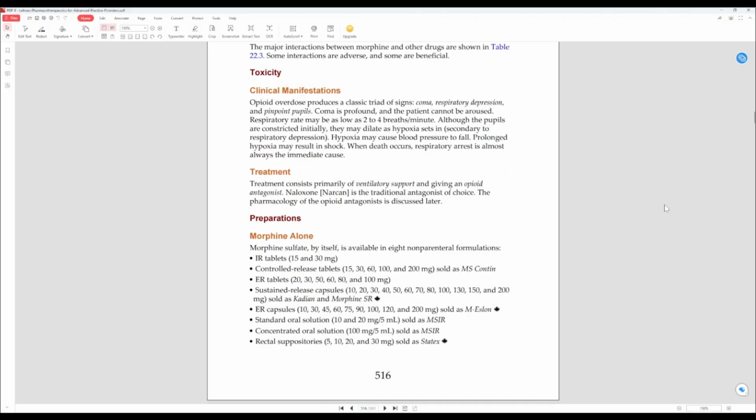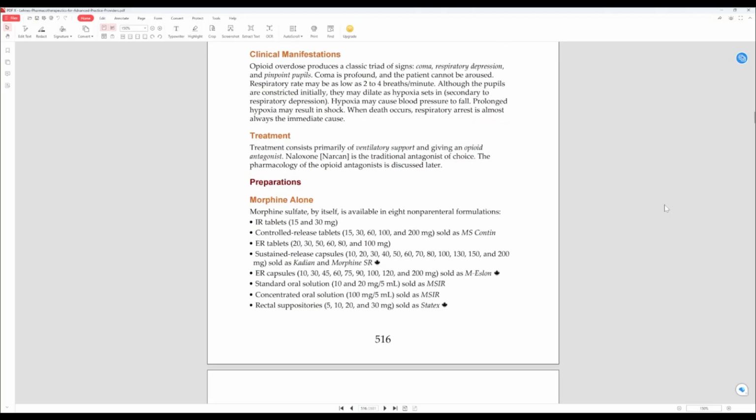Which brings us to toxicity, the clinical manifestation. Opioid overdose produces a classic triad of signs. We've got coma, respiratory depression, and pinpoint pupils. Coma is profound and the patient cannot be aroused. Respiratory rate may be as low as 2 to 4 breaths per minute. Although the pupils are constricted initially, they may dilate as hypoxia sets in. Hypoxia may cause blood pressure to fall. Prolonged hypoxia may result in shock. When death occurs, respiratory arrest is almost always the immediate cause.